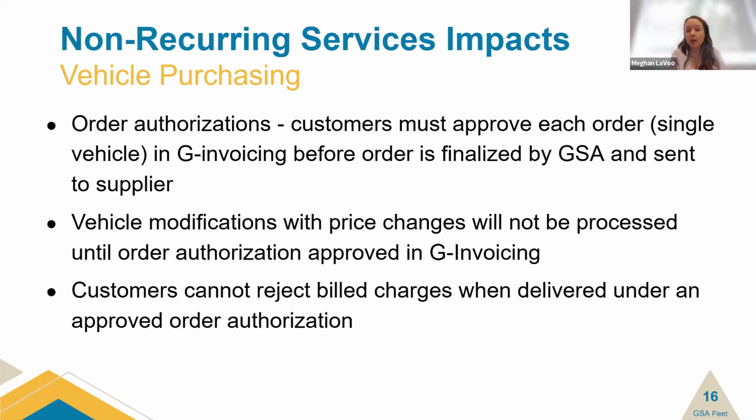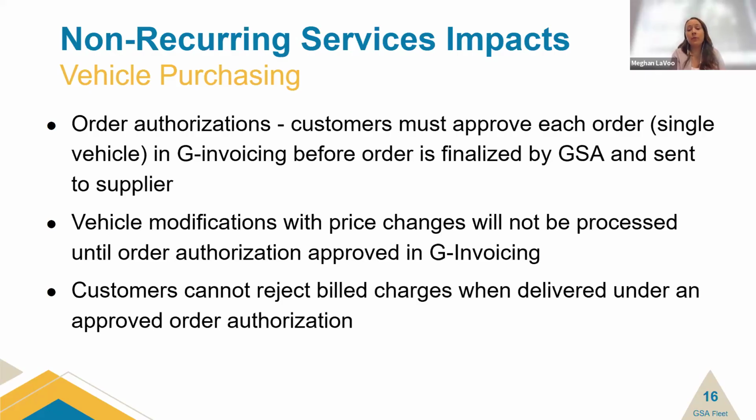But on G-Invoicing, you have to go into G-Invoicing and approve 10 separate order authorizations because each order is one vehicle per order. So I just want to make sure that that's really clear too, that that is going to be how it'll work when we migrate over, or when you migrate over. Vehicle modifications with price changes are not processed until an authorization is approved. And those ones are really critical because they can be very time sensitive.